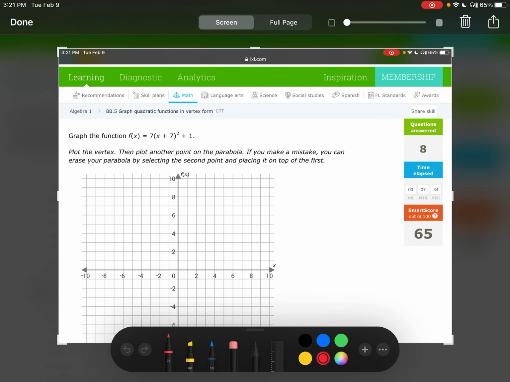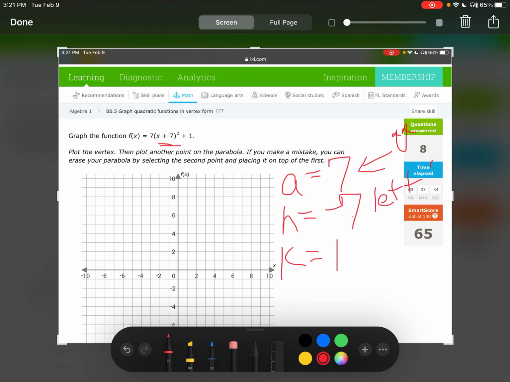All right, so on this one, my A is 7. My H is -7. Remember, it's x minus h, so that's x minus a -7. And my K is 1. So this one's going to make it more narrow. So I'm going to step to the right and go up 7. This -7 means that I'm going to go to the left 7. And the +1 means I'm going up 1.